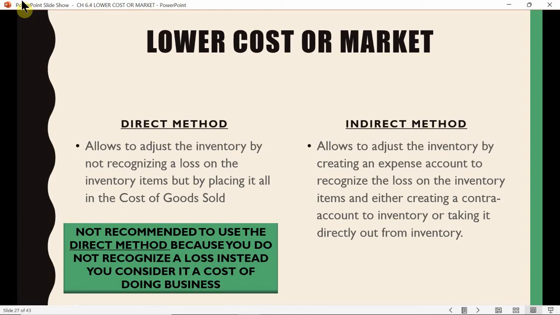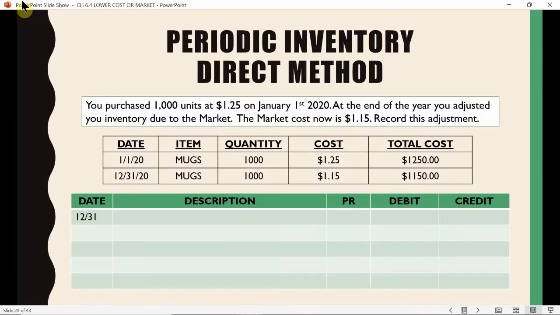It's just recommended that you recognize the loss, because at the end of the day, when you file your taxes, you are allowed to take losses. It's part of the process of doing business. You are allowed to take losses. But in this case, I'm going to show you both methods here. So let's start with the direct one.